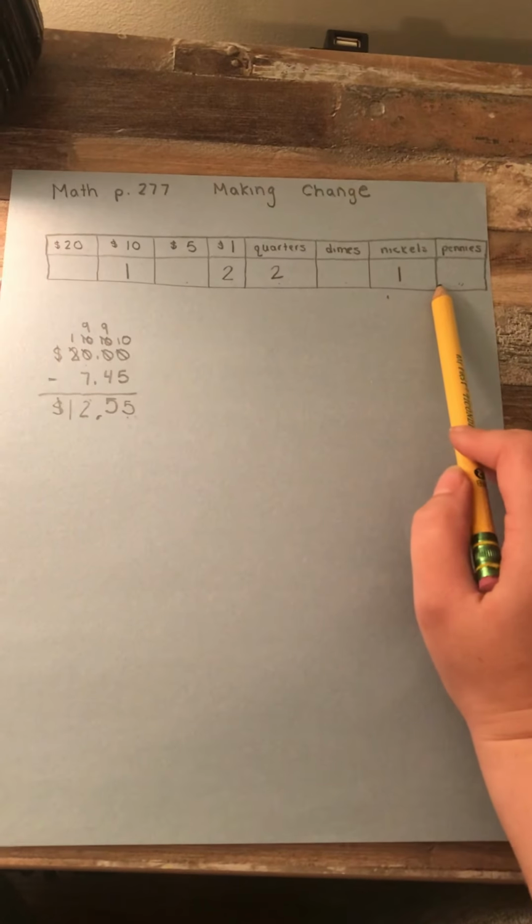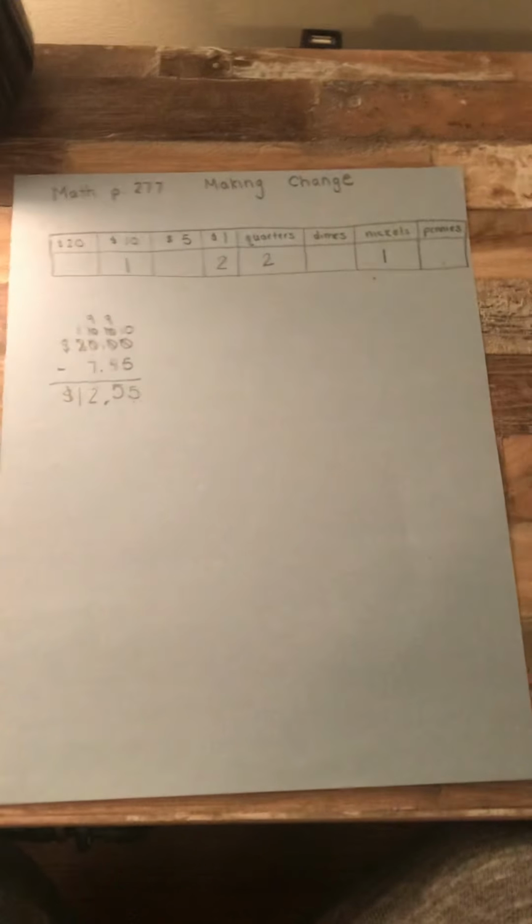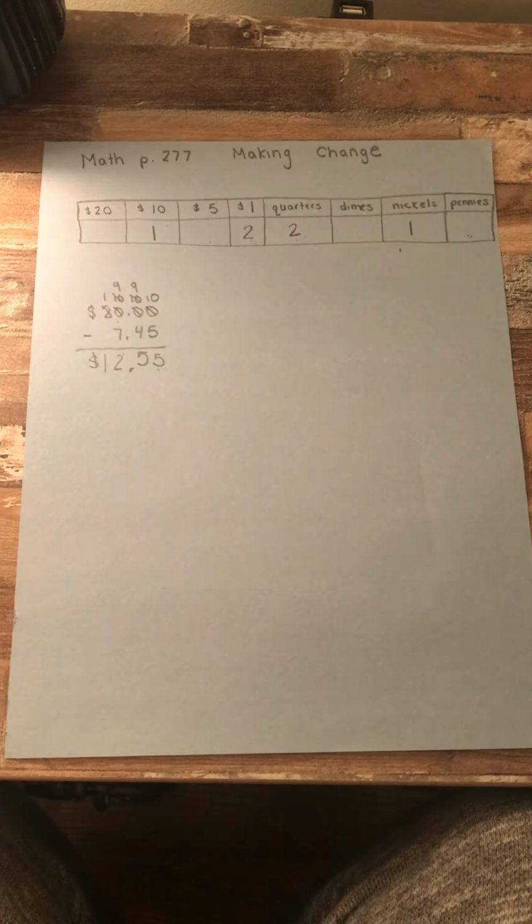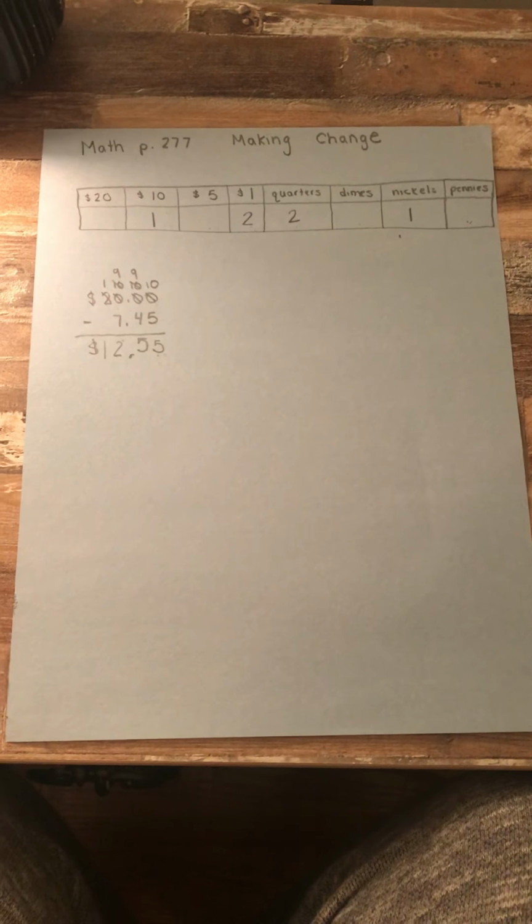Okay, so when you get to your page, you're going to have a couple of these to do on your own, and then you're also going to have a story problem where you're going to need to make the change as well. All right, so super simple. Just remember to borrow and remember to give them the least amount of dollars and coins that you can.